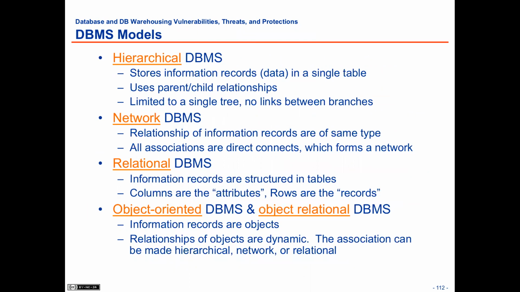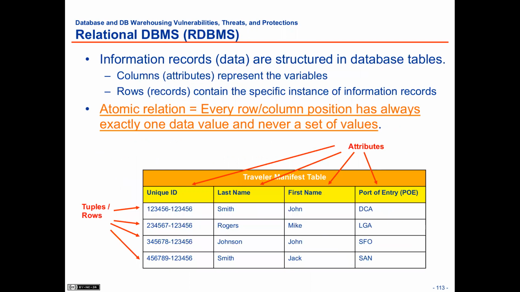There are different types of databases: hierarchical, network, relational, object-oriented. And when you look here, it shows you have attributes, and it shows rows. You can see here the traveler manifest table, with the attributes: unique ID, last name, first name, port entry. And I don't know where the unique ID is, probably the primary key.